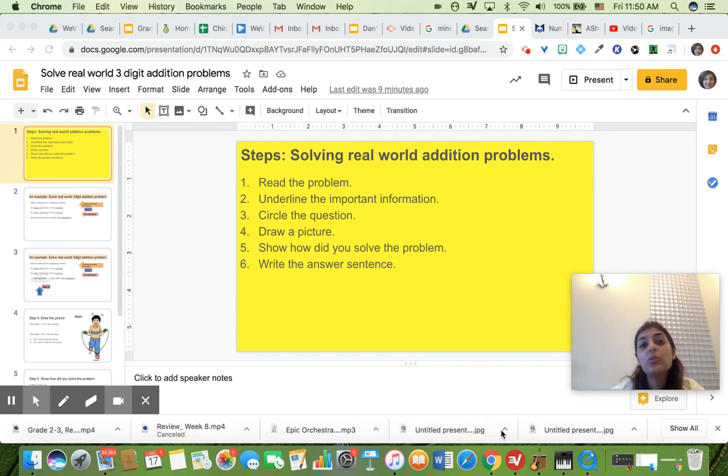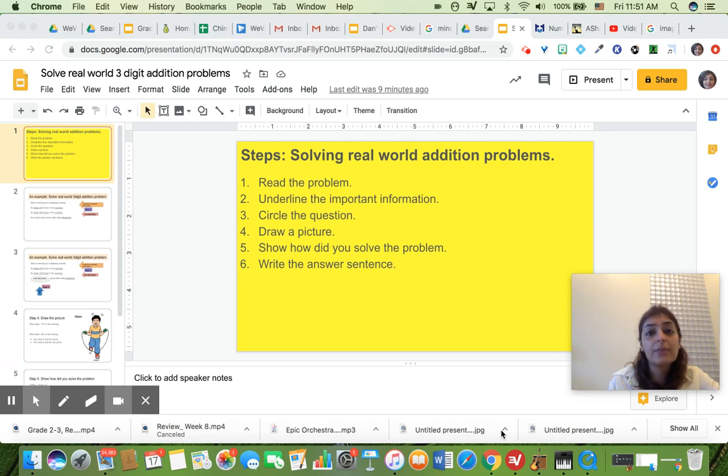So, to begin with, let's go over the steps, and I'm going to read all the important steps to you. Let's look at the first step. Our first step is to read the problem. And the second step is that you are to underline the important information. That means what is given to us, or what do I know? The third step is that I need to circle the question. That means, what do I need to find?